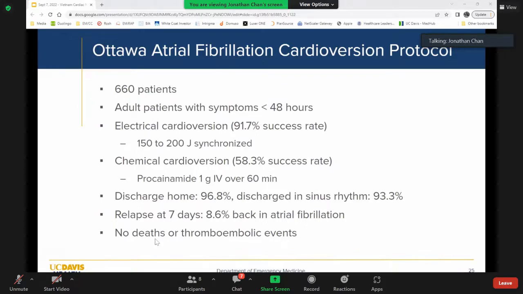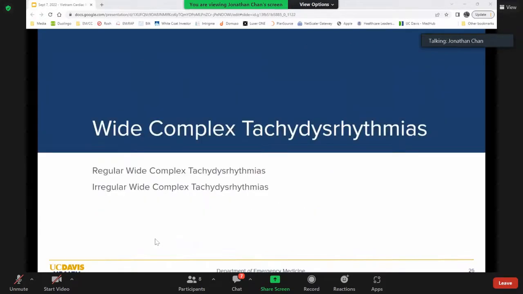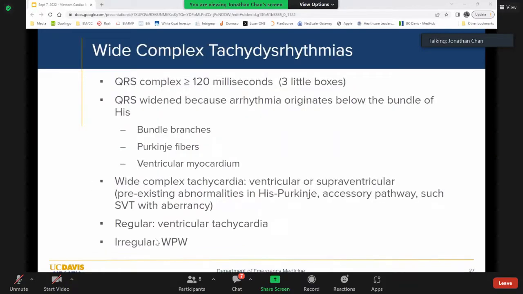Okay, we'll move on to the next topic here. The next one we're going to talk about is called wide complex tachycardias. Remember, earlier we talked about narrow complex tachycardias where the QRS complex was less than 120 milliseconds. Our next area is the wide complex tachycardias where the QRS complex is greater than 120 milliseconds, or greater than 3 of the little boxes.